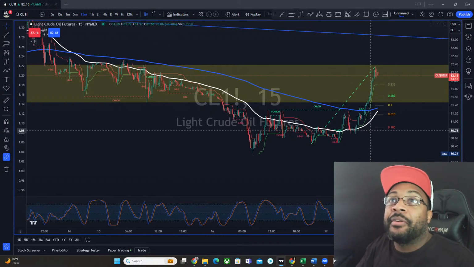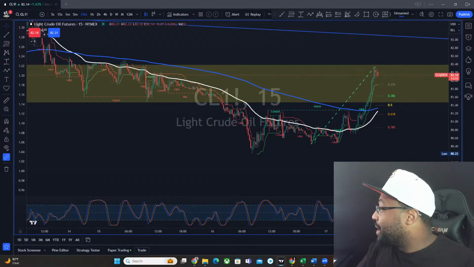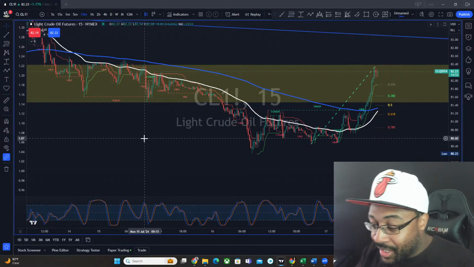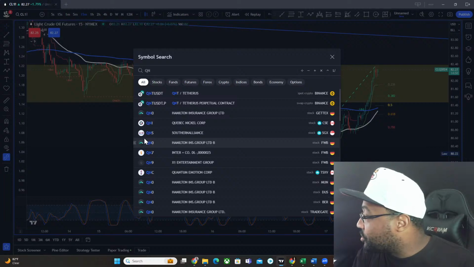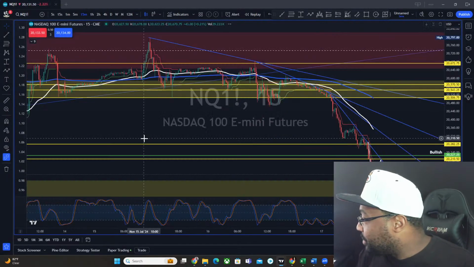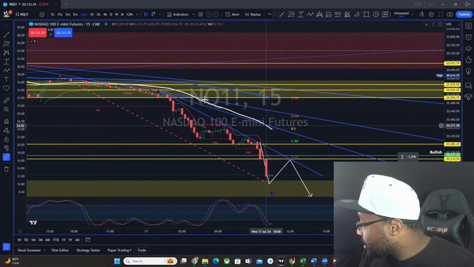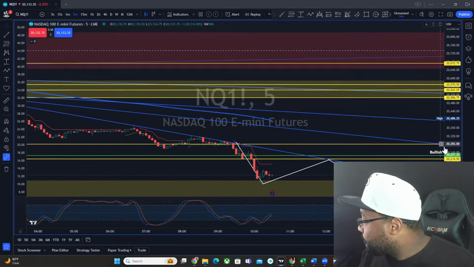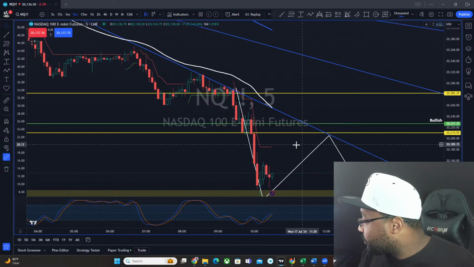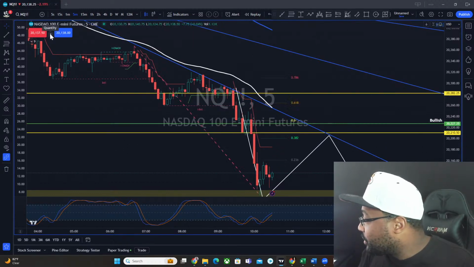And there goes my alert. Let me go back over to NQ. That is NQ letting me know a possible reversal is going to happen. This might be a good entry. I'm going to go ahead and do this in paper, because I already hit my goal for today.